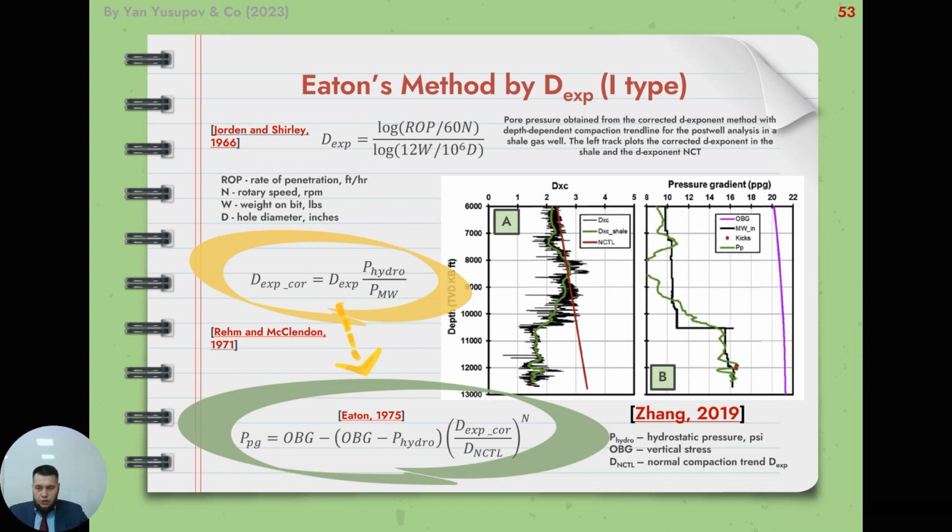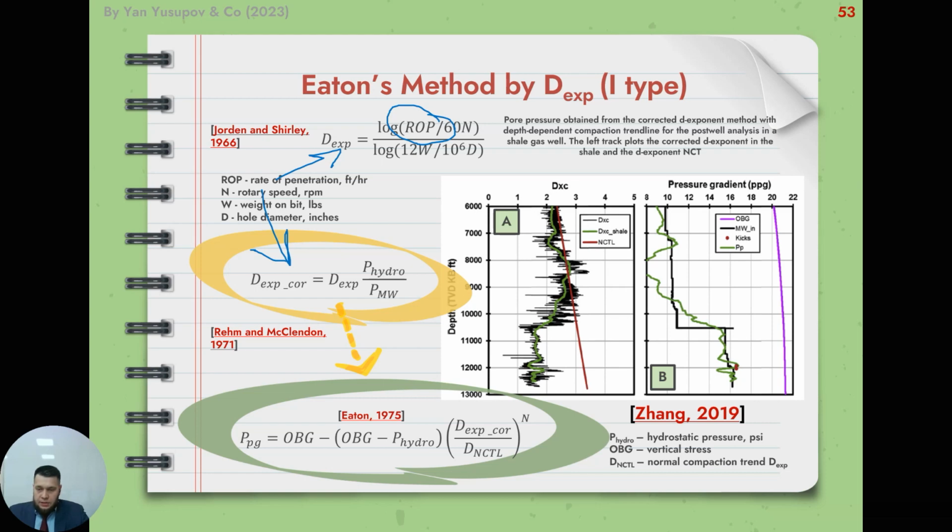Scientists Jordan and Charlie proposed to use the d exponent as one of the real-time pore pressure prediction methods. The formula for the d exponent you can see on this slide. It depends on ROP, rate of penetration, rotary speed, weight on bit, and hole diameter.